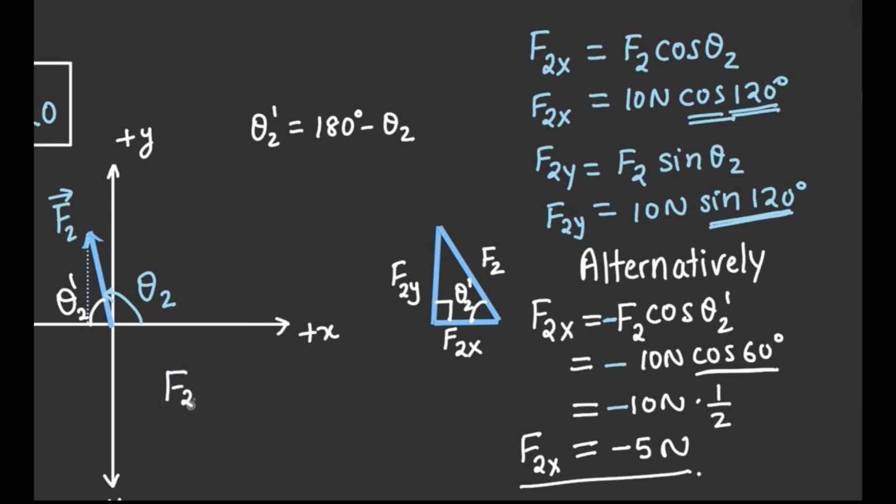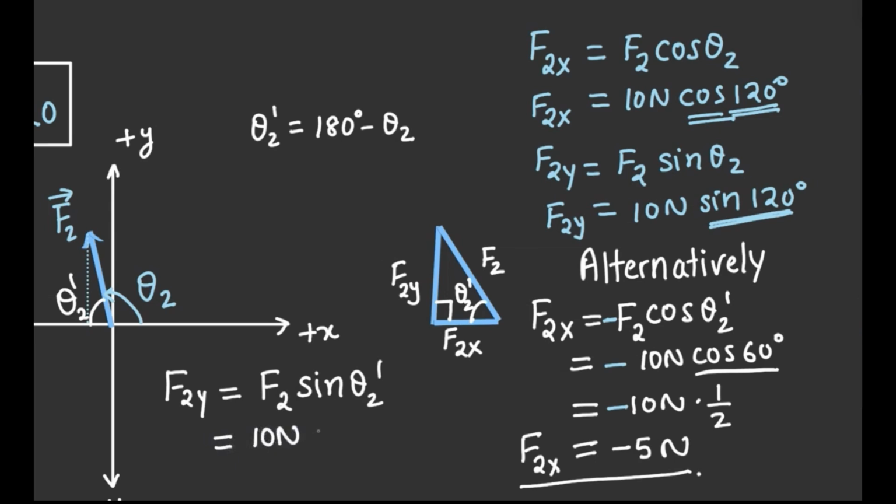Moving on to f2y now. It is equal to f2 sine theta 2 prime. We are calculating the value of f2y in terms of the known quantities, which is the magnitude of vector f2 and the angle that f2 is making with the nearest x-axis in the quadrant that it is located in. And f2 is in the second quadrant. So theta 2 prime is the angle that the vector f2 is making with the negative x-axis. And in the second quadrant, f2y should be a positive number. So let's go ahead and calculate the value of f2y.